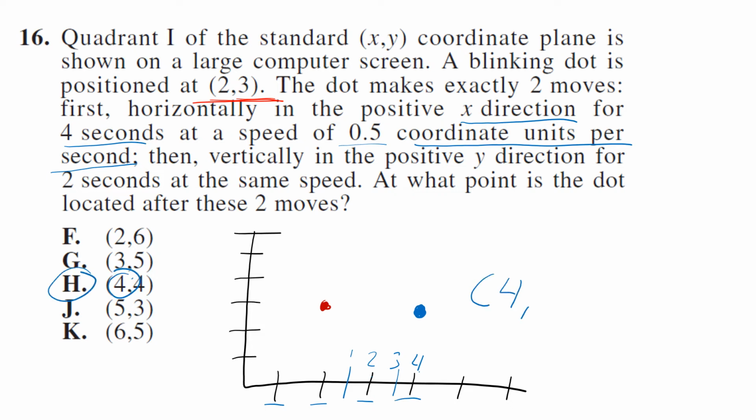We have the answer already, but if we want to go, then it's going to go up vertically on the y for 2 seconds. So it's going to go up 1 because it goes half and then half. So it was at 3, now it's at 4. So 4, 4. So your answer is H.